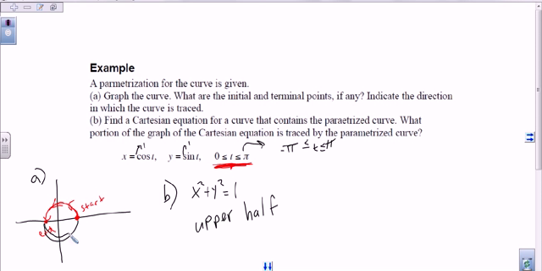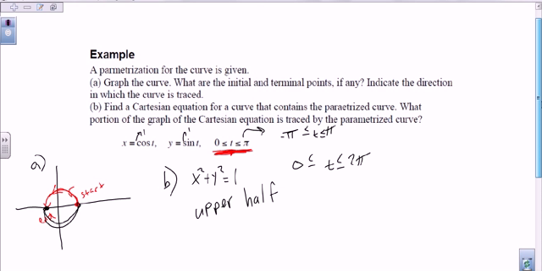So the interesting part is if you go from negative pi to positive pi, where does it start and end? And then versus if you go from 0 to 2 pi, where does it start and end? If you go from negative pi to pi, it'll start here, and then go back around and end at the same spot. Whereas if you go from 0 to 2 pi, it'll start on the right and end on the right. Just interesting. So the starting and ending points are just as important.